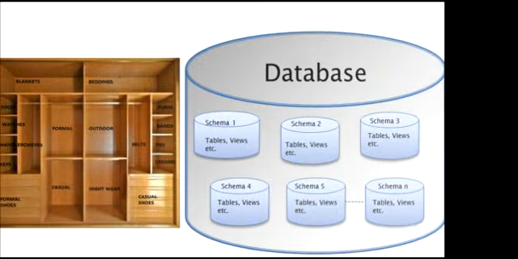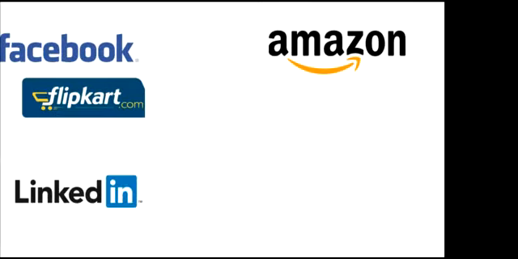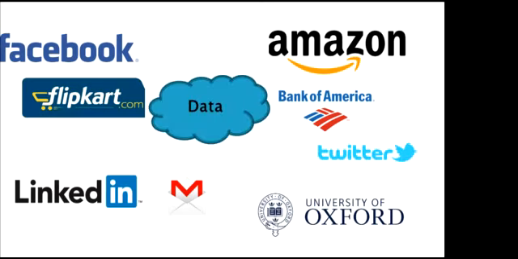Now, what exactly is data? Data is nothing but the information flowing around us. Yes, it is information flowing around us, whether it is of banks, universities, schools, LinkedIn, Flipkart, Gmail, Facebook, Amazon, Twitter. Everything is nothing but data. In short, information is equivalent to data.